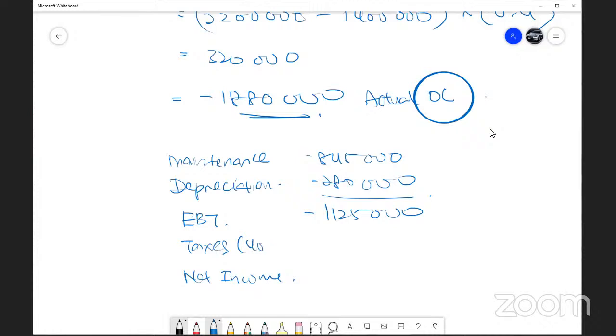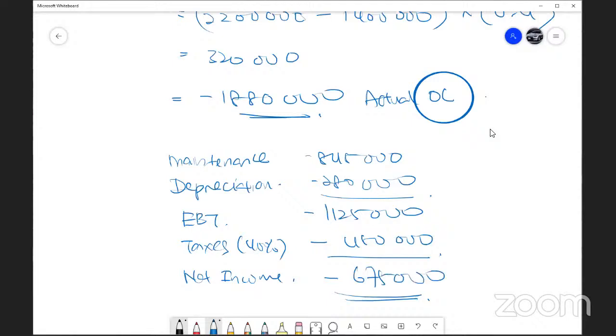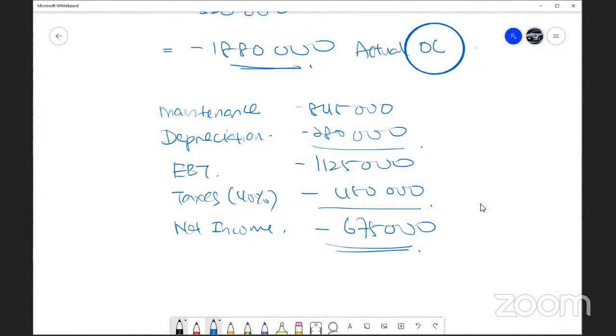Taxes at 40%. All right, also credited tax, just like just now. So negative minus negative, it becomes positive. So this value will become lesser. Sorry, your net income will be negative 675,000.